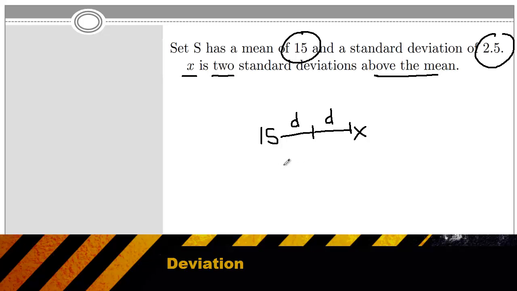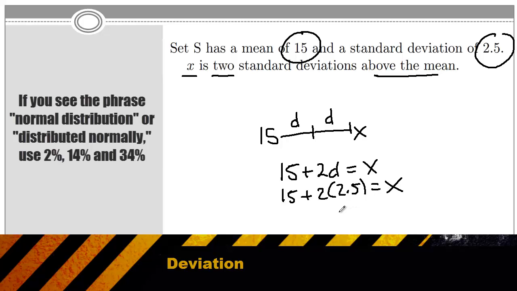Or in this case, you could write the equation that 15 plus 2 deviations is equal to x. And since they told you the deviation was 2.5, you could rewrite that equation as 15 plus 2 times 2.5, that's equal to x. Or simply x is equal to 20. So not hard at all, as long as you know the definition of the words you're looking at.